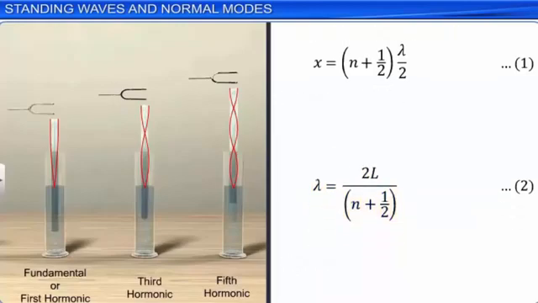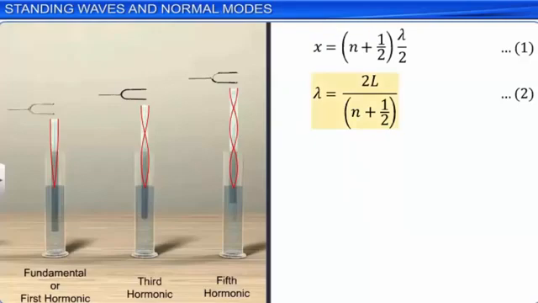Substituting 2 in 3, we get frequency nu is equal to v by (2L by (n plus 1/2)). On rearranging the above equation, we get nu is equal to (n plus 1/2) into v by 2L for n is equal to 0, 1, 2, 3, and so on. Let this be equation 4.